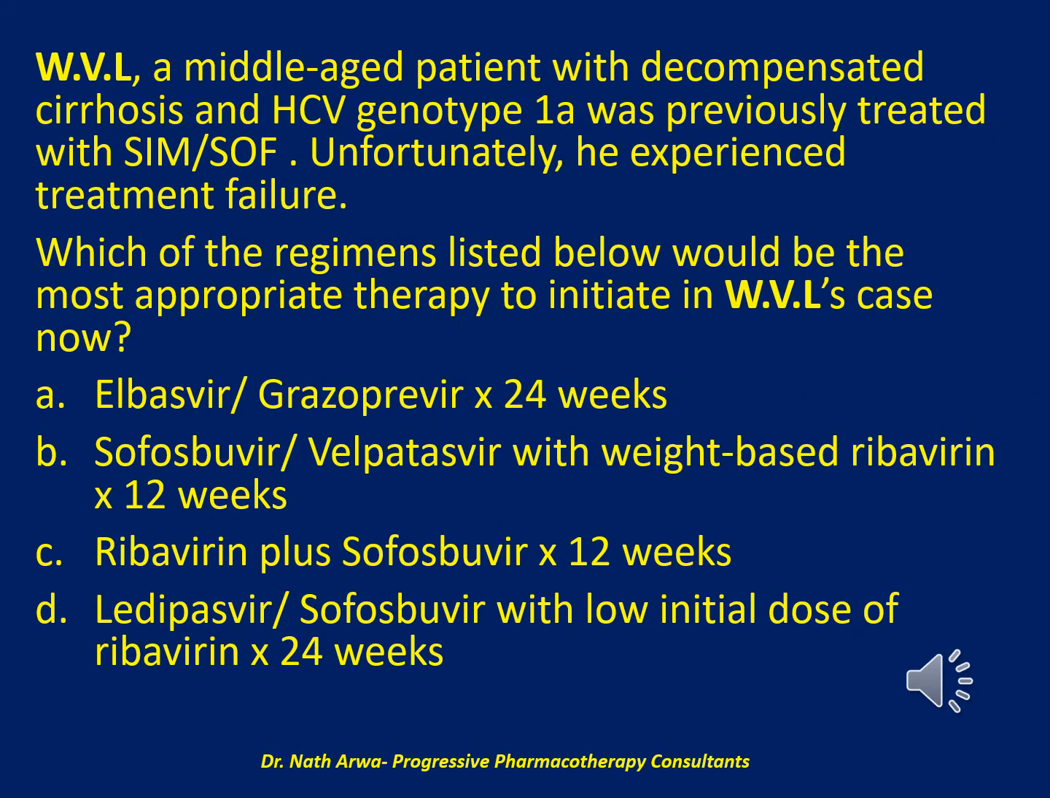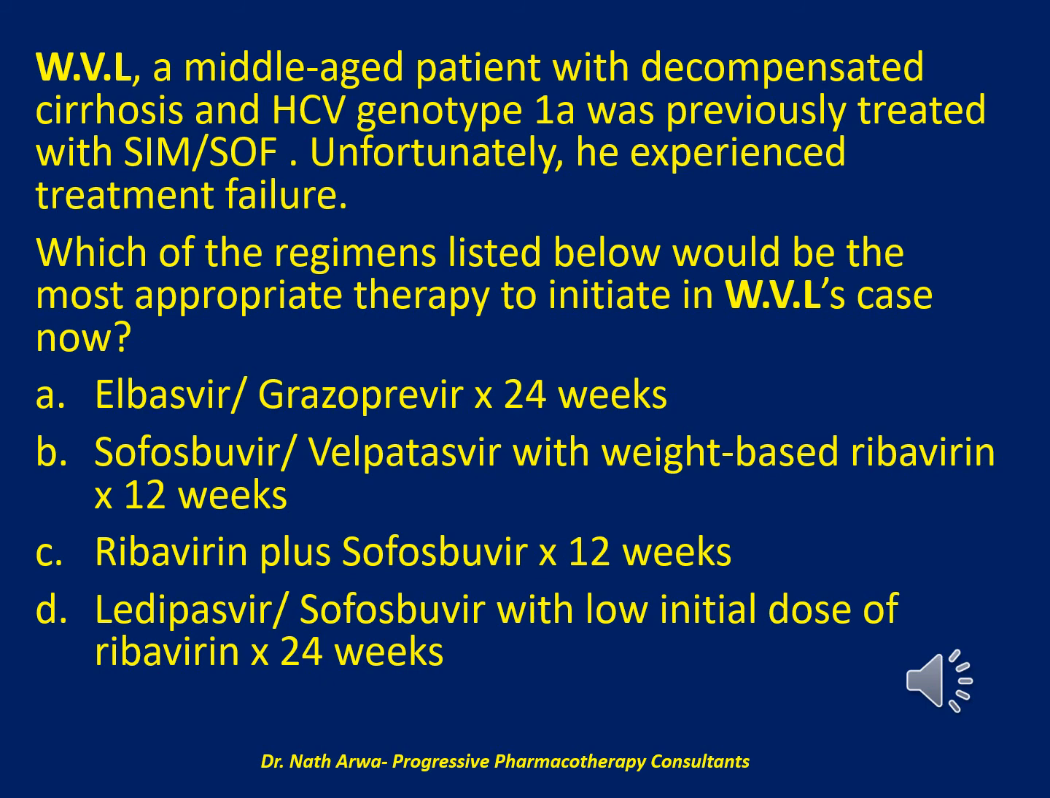And the next question reads, WVL, a middle-aged patient with decompensated cirrhosis and HCV genotype 1A was previously treated with SIM and SOF. Unfortunately, he experienced treatment failure. My question to you is, which of the regimens listed below would be the most appropriate therapy to initiate in WVL's case now? Would it be A.